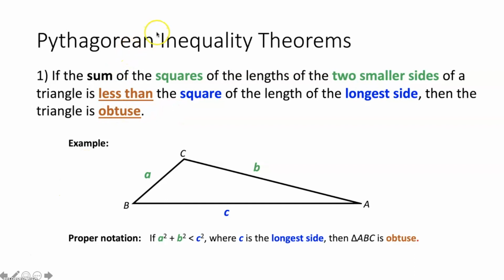So this is based on the converse of the Pythagorean theorem, which says if the square of the length of the longest side of your triangle is equal to the sum of the squares of the lengths of the other two sides, then it must be a right triangle.